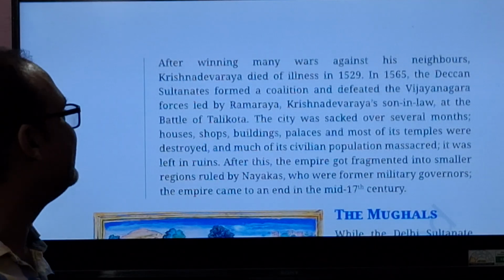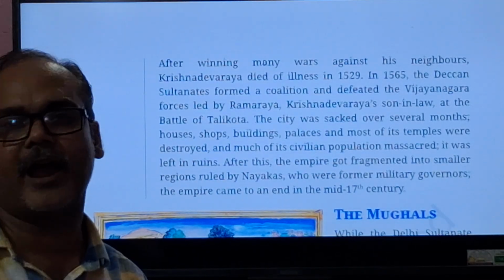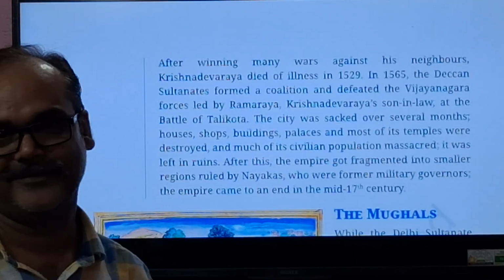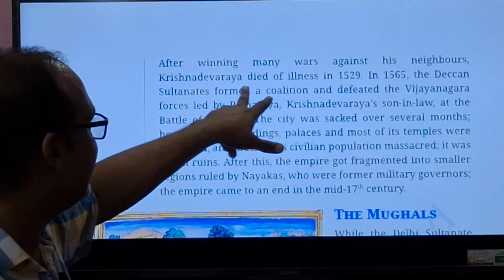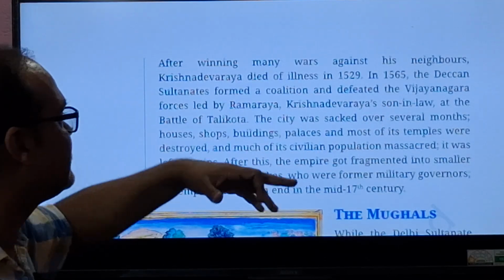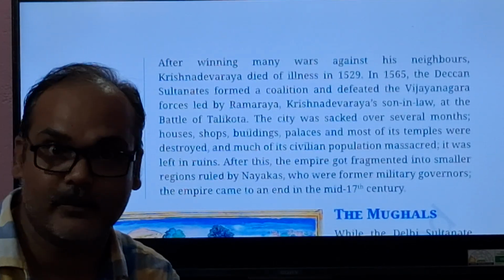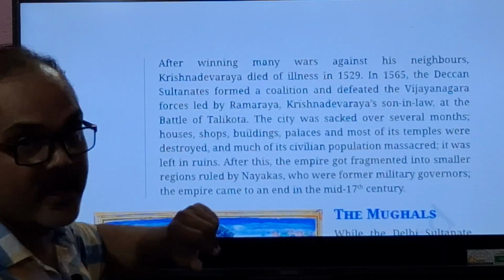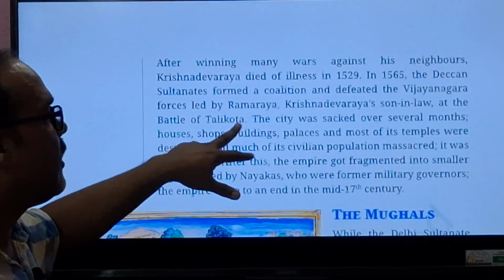After winning many wars against his neighbors, Krishna Deva Raya died of illness. And once a good and famous ruler dies, what happens? If the successors are not very strong, what will happen? Others will attack. And see here, Krishna Deva Raya died in 1529, and in 1565 the Deccan Sultanates formed a coalition and defeated the Vijayanagar Empire, which I told you a few minutes before, right? The Vijayanagar forces were led by Ram Raya, Krishna Deva Raya's son-in-law, at the Battle of Talikota.